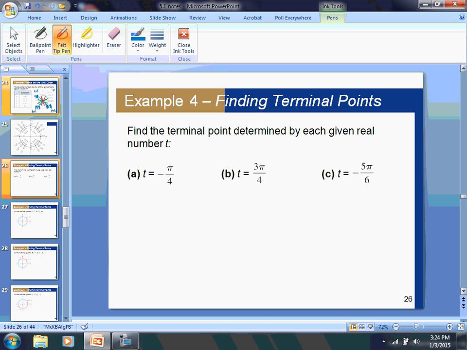Okay, so negative pi over 4 is going to be down here, 1/4. It's like negative 45 degrees.